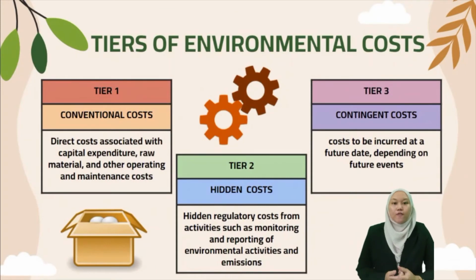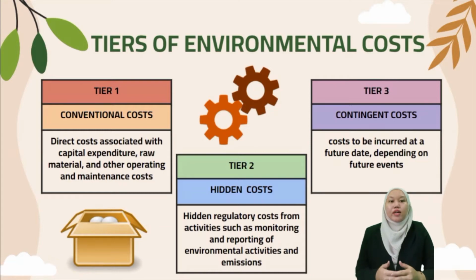Next, we move to the types of environmental costs. It is provided by the U.S. Environmental Protection Agency 1998. They stated that the definition of environmental costs will depend on how an organization uses the information. So, for the first use is a conventional cost. It is a direct cost associated with the capital expenditure, raw materials, and other operating and maintenance costs. These costs may give a significant impact to the environment, and most of the organizations have this cost in their accounting system.